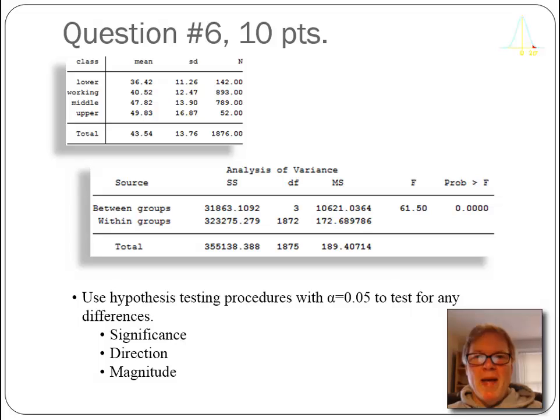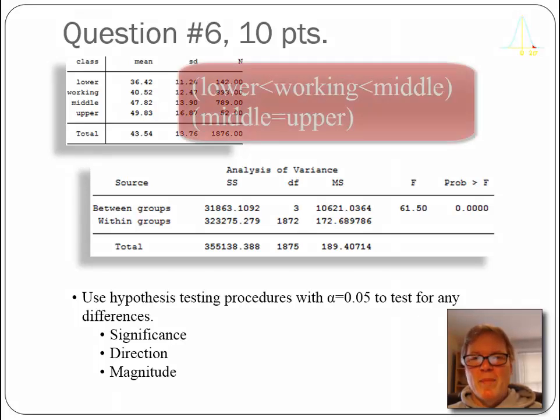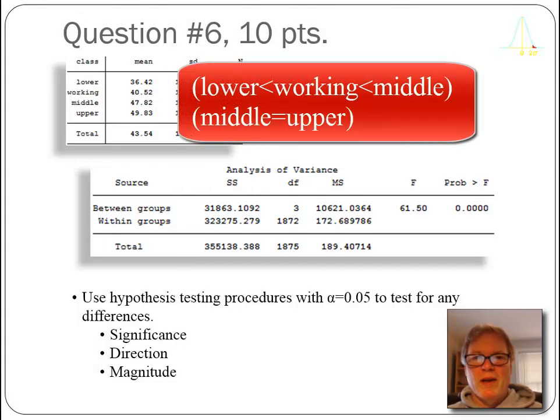And then we're going to talk about magnitude, and here again we would do something like we did in the cross tabulation table, and we can see that every time we increase from lower to working, working to middle, there's an approximate 6-point increase on that occupational prestige score. The only place we don't observe this is comparing middle to upper, where we see a 2-point difference, a much smaller difference. And so this is telling me that our biggest differences are lower, working, and middle, and then middle and upper are very similar to each other.